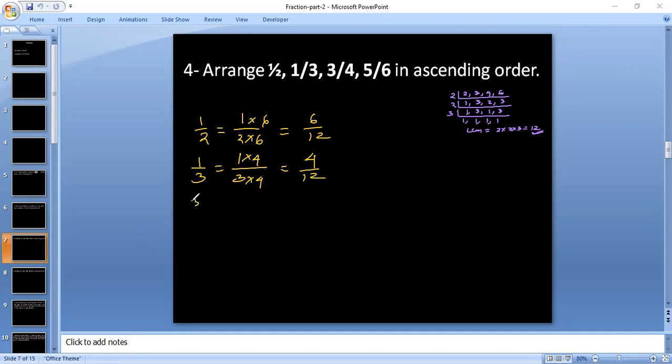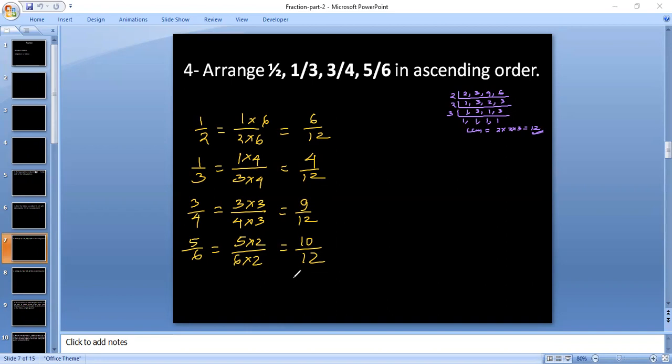Then 3/4, 4 को 12 बनाना है, so 3 मल्टीप्लाई करना है. You should multiply 3 both in numerator and denominator. It will be 9/12. Then the last one is 5/6. 6 को 12 बनाना है, you should multiply 2 both in numerator and denominator. 6 into 2, it will be 10/12. Look on the screen here. 6/12, 4/12, 9/12, 10/12, all are like fractions.